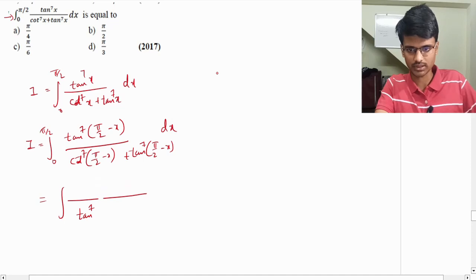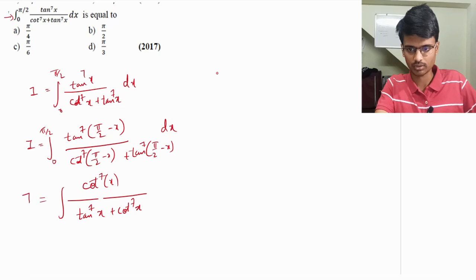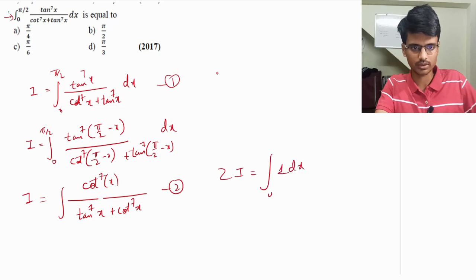So this is nothing but cot raised to 7x over tan raised to 7x plus cot raised to 7x. So if I add 1 and 2, what do I get? 2I is equal to integral of 1 dx from 0 to pi by 2. Integration of 1 is nothing but x, from 0 to pi by 2. So my I will become pi by 4. So the correct answer is option A.